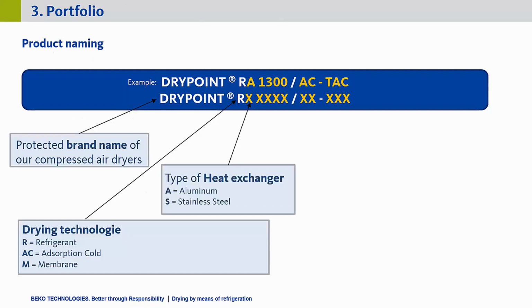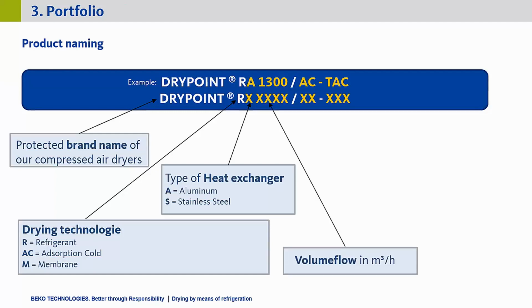Afterwards, the second letter, this is special for the refrigerant dryers. This just tells you which type of heat exchanger you have. If it is an RA dryer, you have an aluminum heat exchanger, which means the evaporator, so the heat exchanger for the compressed air. And if it is an S, then you have a stainless steel heat exchanger.